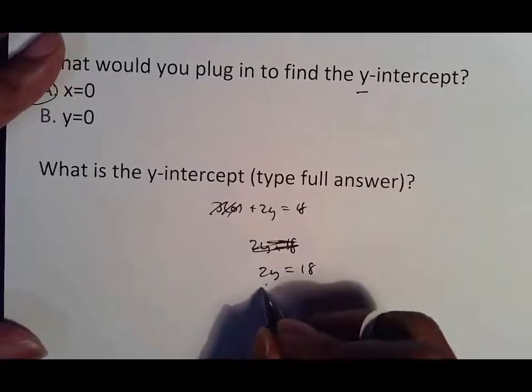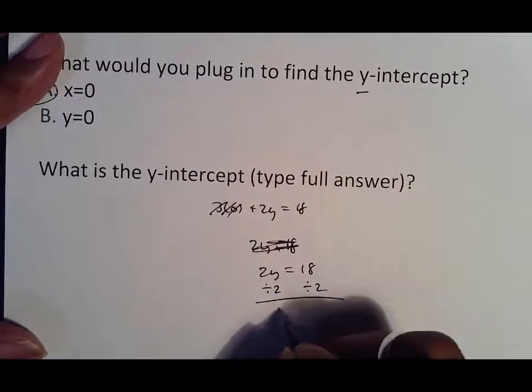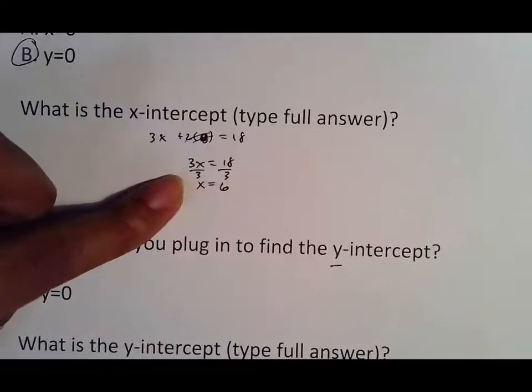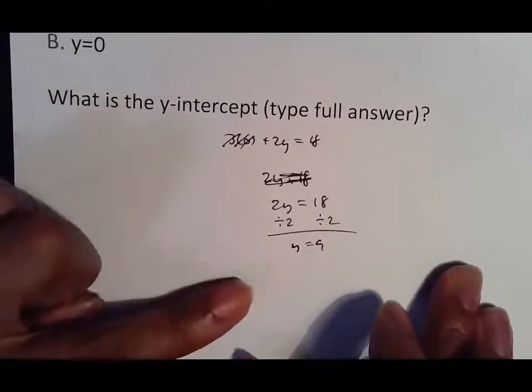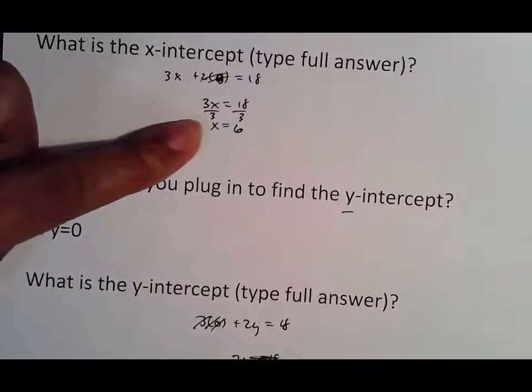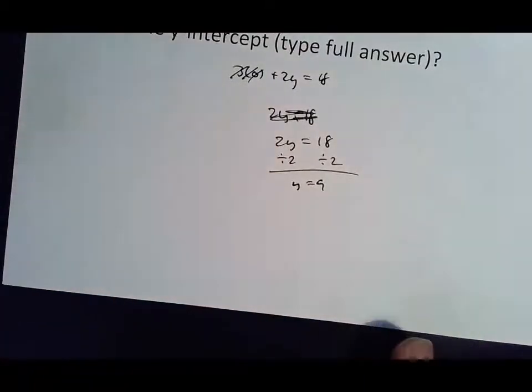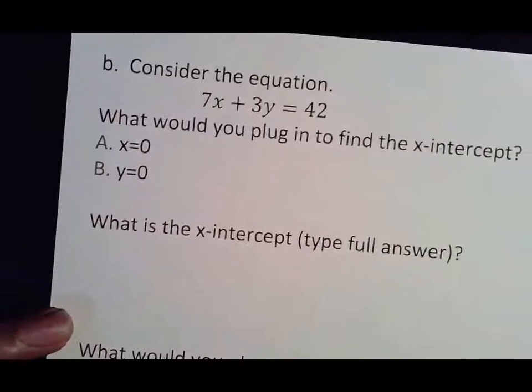And then from there, you divide both sides by 2, getting y equals 9. That's it. Your x-intercept is 6. Your y-intercept is 9. And how do I know this is my x-intercept? Because it says x equals. How do I know this is my y-intercept? Because it says y equals. Again, we'll look at the visuals tomorrow. But for right now, try to get this pattern understood, because it is a basic process for you to figure out.